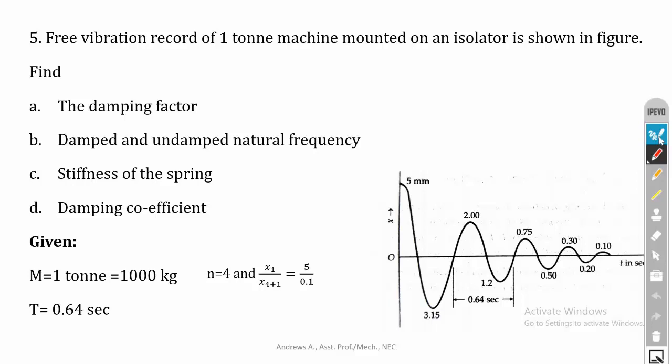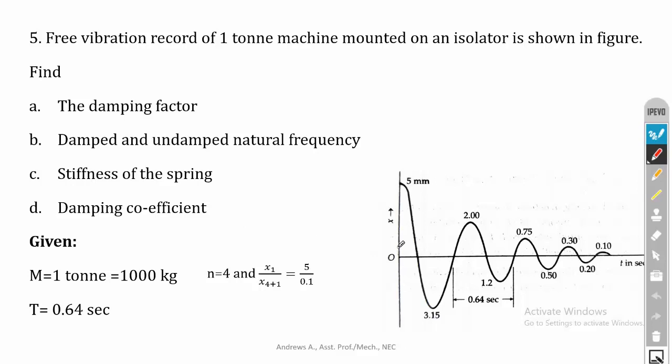In this lecture, I am going to teach you a new problem on free damped vibration. The question is: the free vibration record of a 1-ton machine mounted on an isolator is shown in the figure. Find the damping factor, damped and undamped natural frequency, stiffness of the spring, and the damping coefficient.